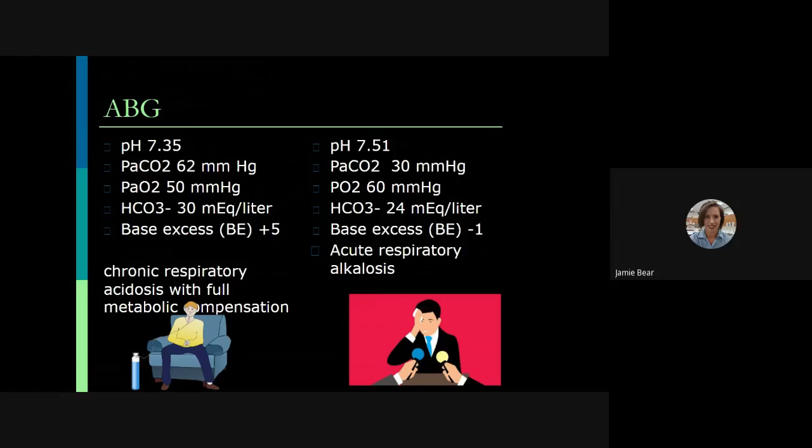treat this patient. The patient next to him is sweating and hyperventilating because he's nervous. So this patient has 7.51, 30, 60, and 24. This patient has an acute respiratory alkalosis, so no compensation, and he does have mild hypoxemia.